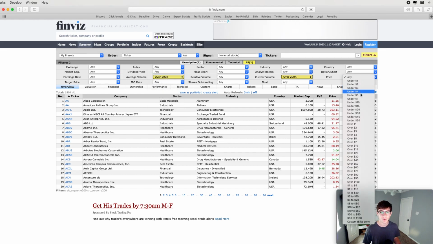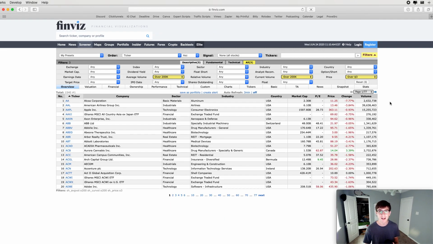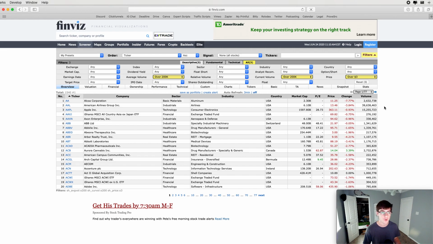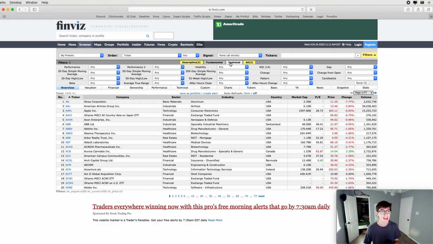I'm actually going to go with this one right here, just over $3, so I can get rid of the penny stocks. But again, if you want to do that, you can as well. But what we're actually going to start doing here that you will love is the technical aspect. So if we go here to this technical tab, then that's when we can start to change things.